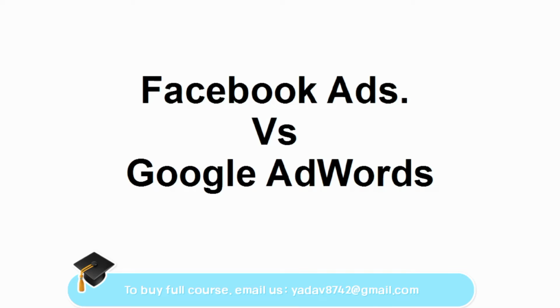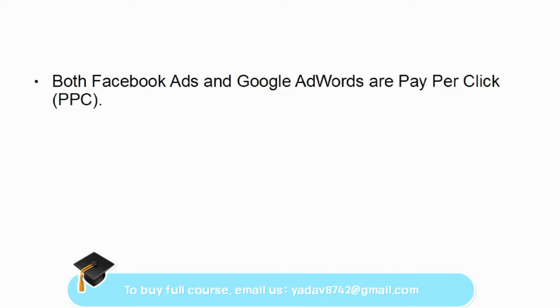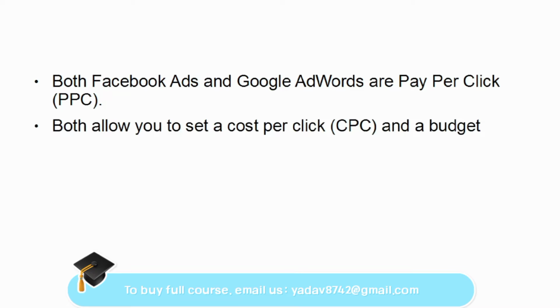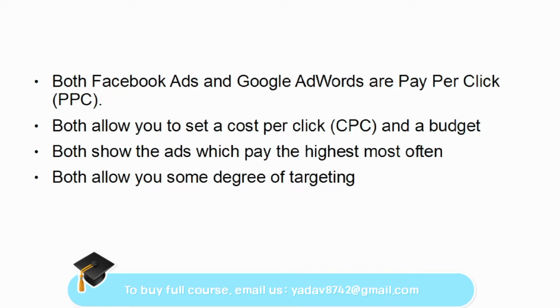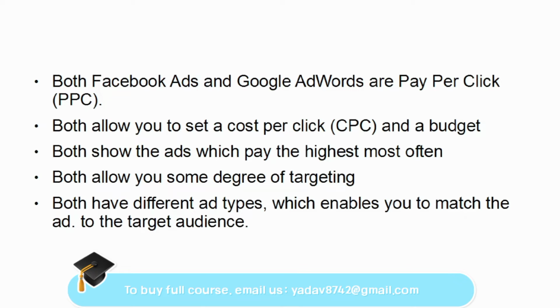So what's the difference between advertising via Facebook ads and advertising via Google AdWords? Well, there are certain similarities. First of all, both Facebook ads and Google AdWords are pay-per-click or PPC. At least Facebook does have a PPC option. And both allow you to set a cost per click, otherwise known as a CPC, and a budget. Both will show ads which pay the highest most often. Both allow you some degree of targeting, and both have different ad types which enables you to match the ad to the target audience. But that's about where the similarity ends.